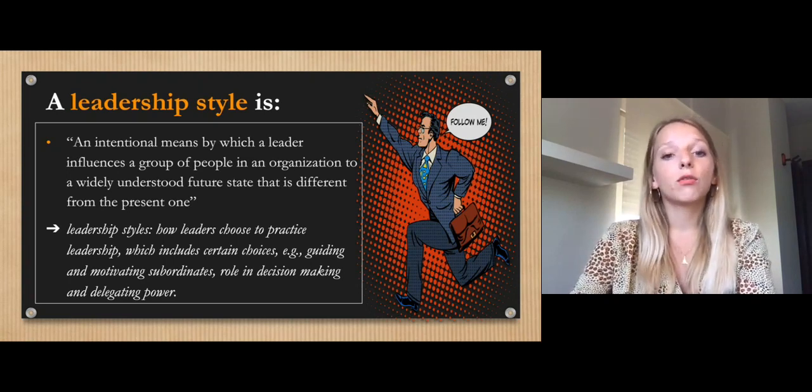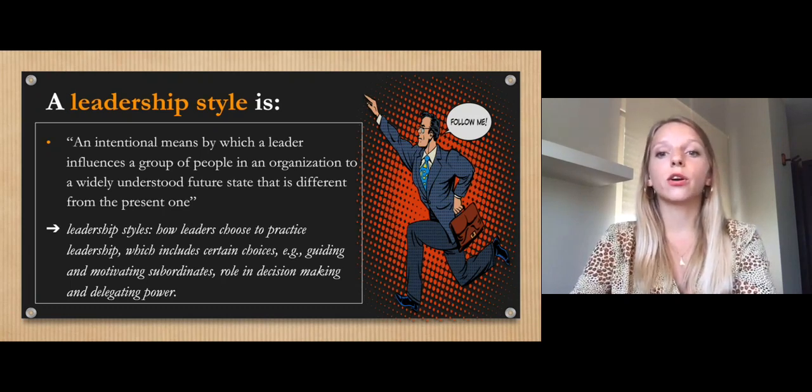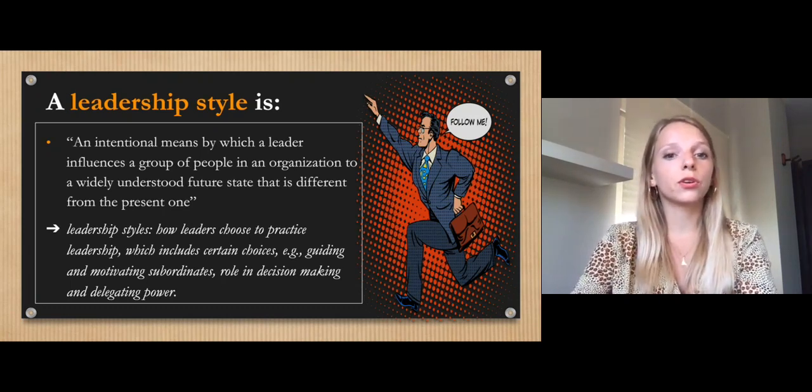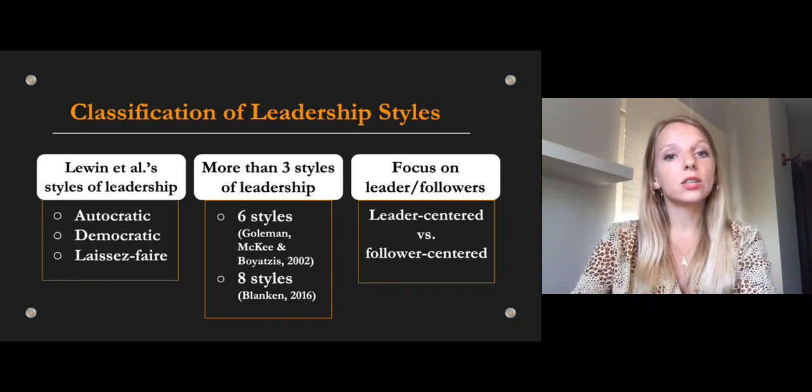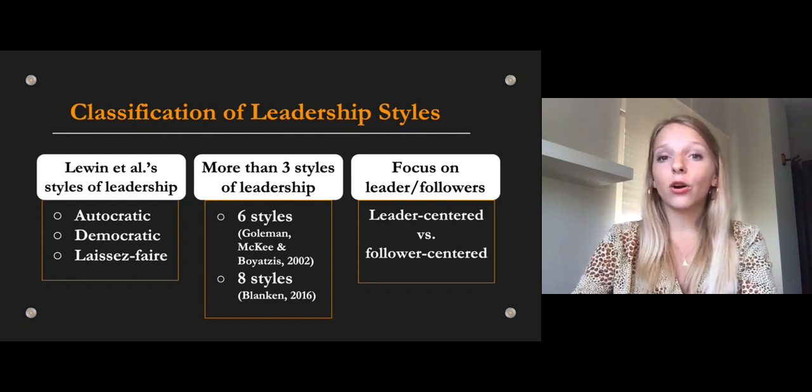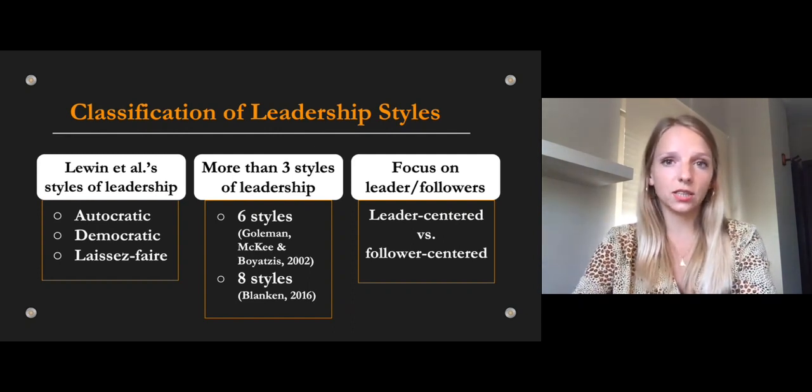present one. From these definitions, it is clear that leadership styles refer to how leaders choose to practice leadership, which includes certain choices regarding guiding and motivating subordinates, their role in decision-making, delegating power, and other issues. The disagreement on one definition for specific leadership styles opens the door for more styles to emerge, making it harder to have a certain classification of these styles. Therefore, we have a variety of categorization for leadership styles.